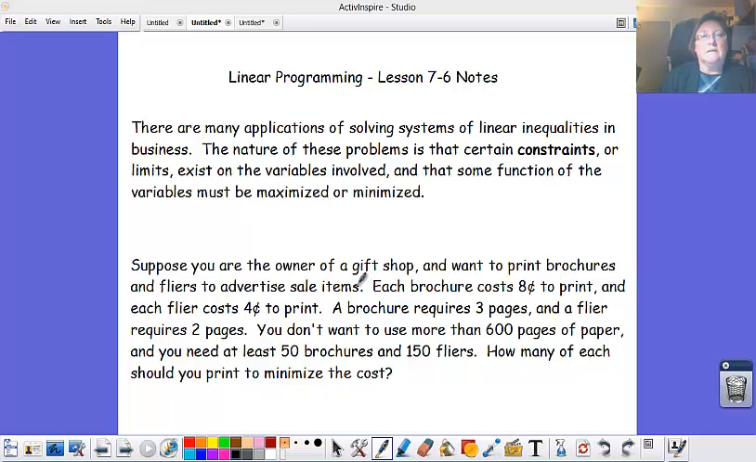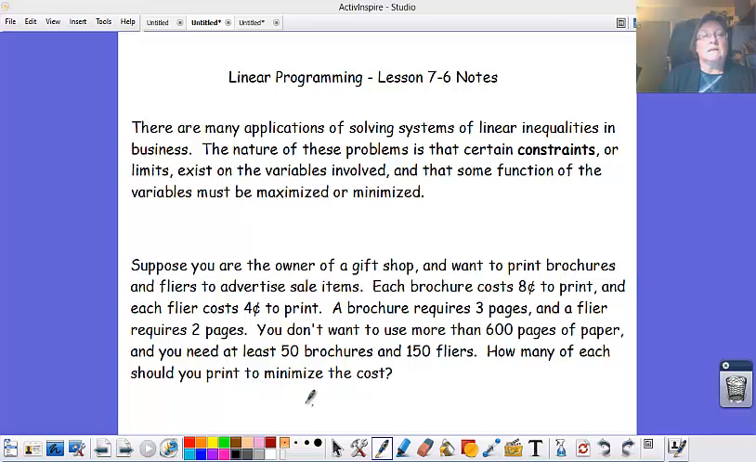We have some constraints, and we have some information about costs. It will cost us 8 cents to print a brochure, and a flyer only 4 cents. A brochure will take 3 pages of paper, and a flyer takes 2. So we don't want to use up more than 600 pages of paper, so there's a limit for us. And we need to have at least 50 brochures. We know what we want here, and we have minimums that we desire: at least 50 brochures and at least 150 flyers. And then the question is, how many of each should you print to minimize the cost?